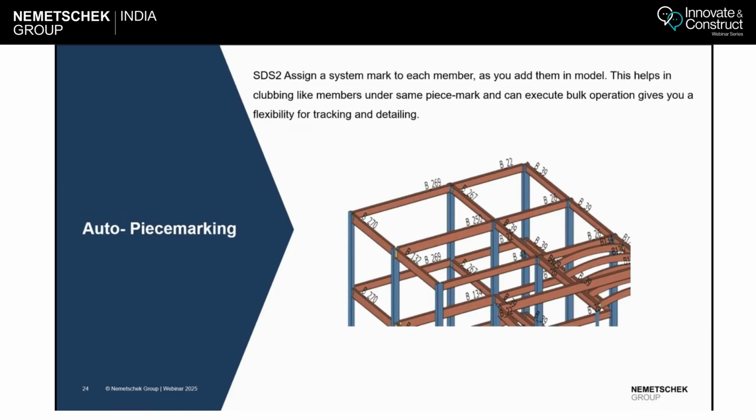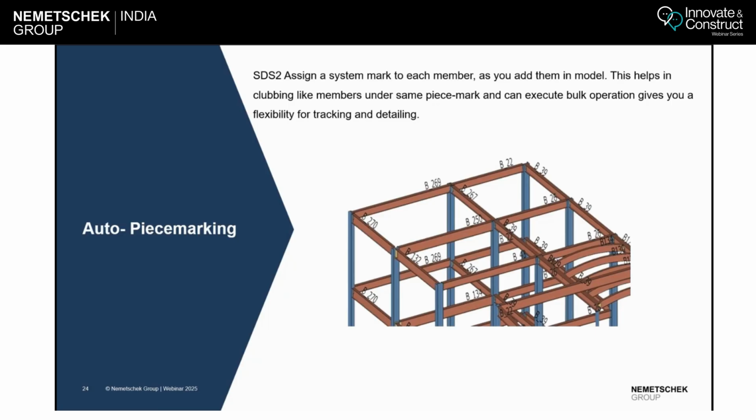Then SDS has an auto piece marking feature. I'll explain how it helps you. As you add identical beams, for example, I have added 10 identical beams of W14 of 10 feet length, SDS will club all 10 beams into one single piece mark. You can see in the image this B270 is there, so it has clubbed these piece marks.